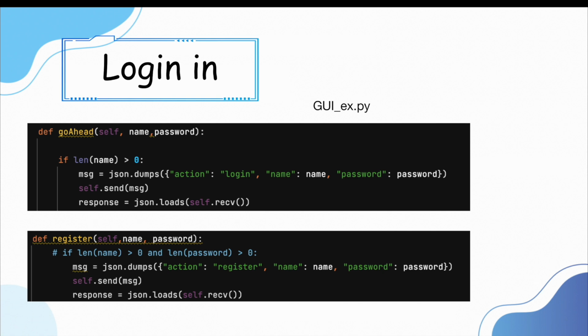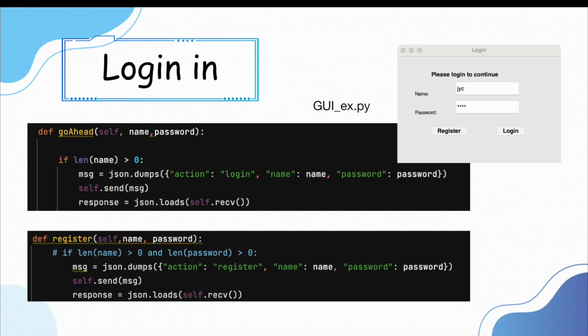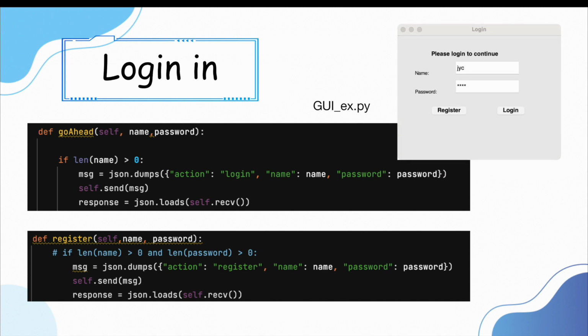Then let's see some more improvements that we have done to this chat system. First is in the login page. We added a password and the register function. In this way, the login page now looks like this. When registering, the user can input the password so that the system will check the account when the user logs in. It makes the system more safe.